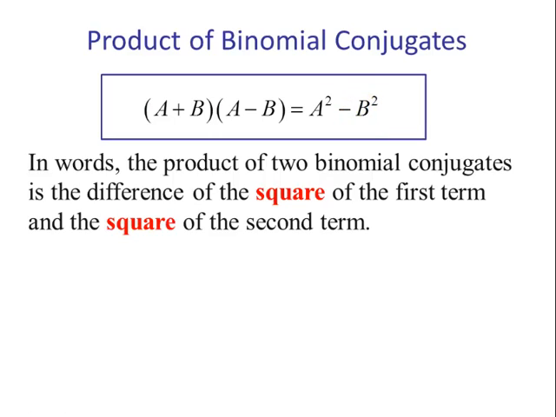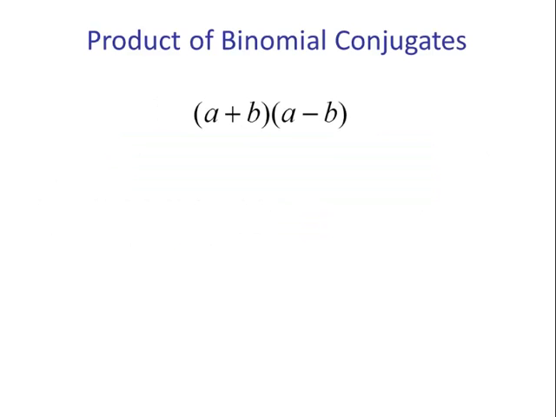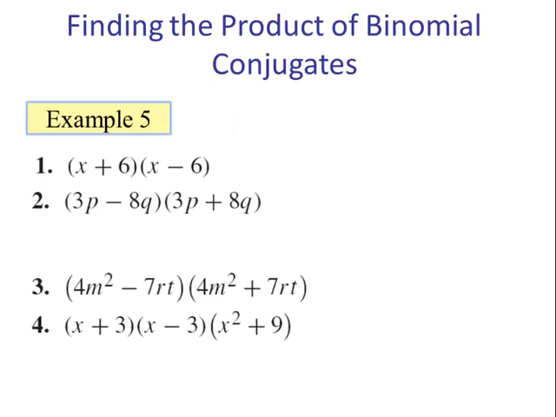And we would say in words, the product of two binomial conjugates is the difference of the square of the first term and the square of the second term. Let's see why this is. So if we have A plus B times A minus B, we will get A times A, which is A squared, A times negative B, which is negative AB, B times A, which is AB, and B times a negative B is a negative B squared. Now if we notice, the middle terms cancel, and we are left with A squared minus B squared. Let's do some examples.